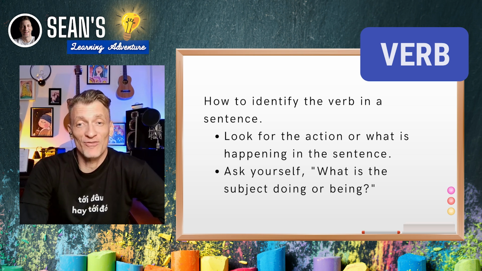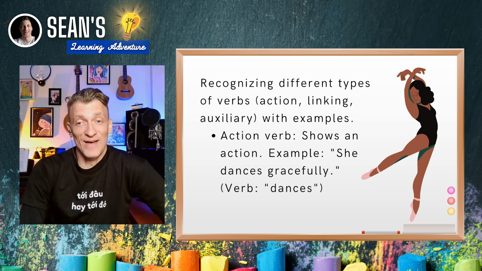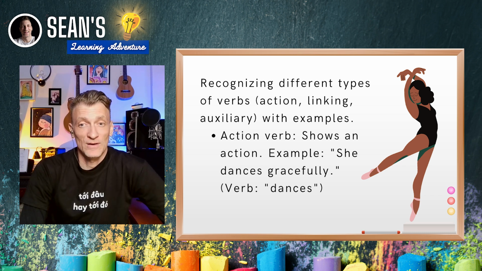Now, how to identify the verb in a sentence? First of all, you look for the action or what is happening in the sentence. Ask yourself, what is the subject doing or being? Now, there are different types of verbs. We have action verbs, linking verbs, and auxiliary verbs.